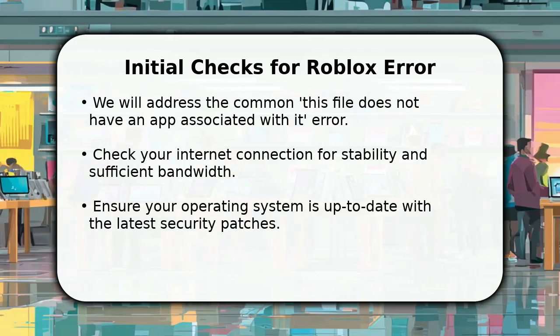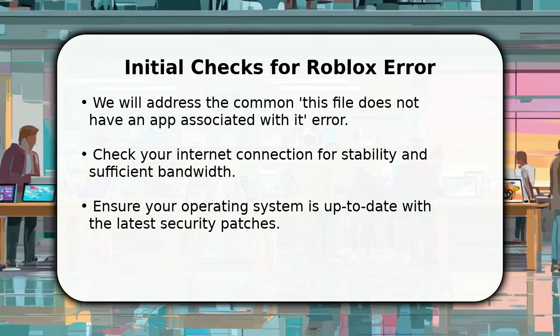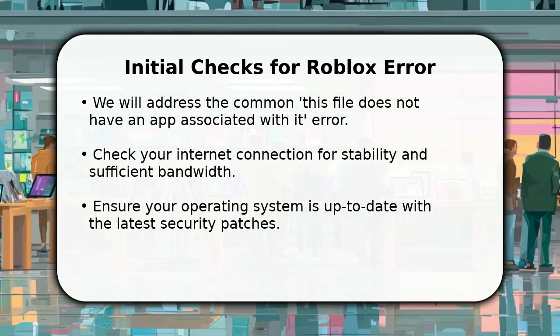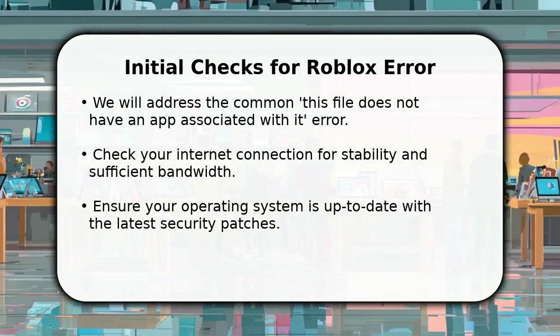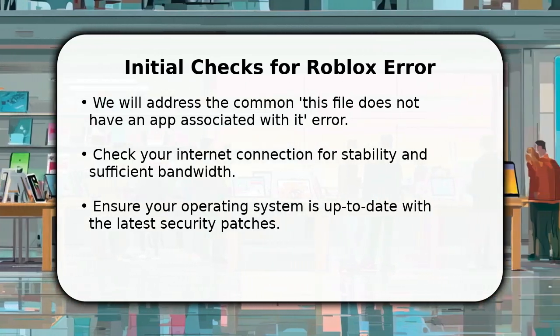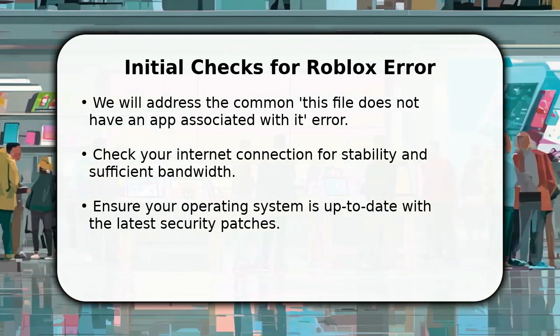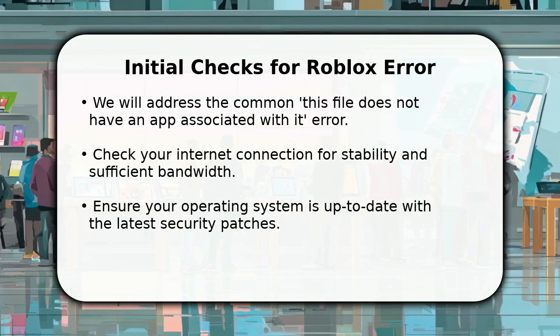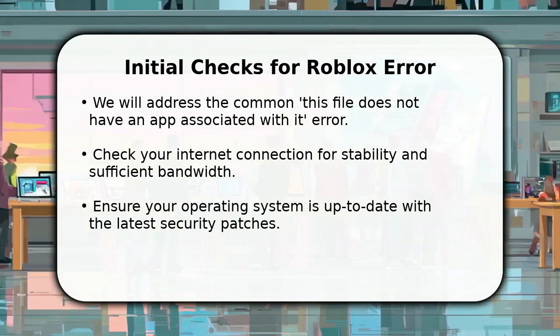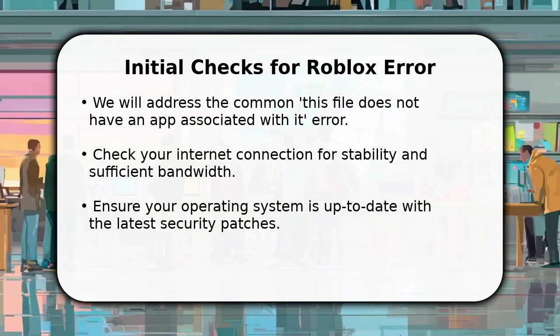In this video, I will explain how to fix the Roblox "This file does not have an app associated with it" error. First, always ensure your internet connection is stable. A weak signal can cause unexpected issues. Next, take a moment to confirm that your operating system has received all recent updates, as outdated software can sometimes create conflicts. These simple checks can often prevent more complex troubleshooting steps down the line.